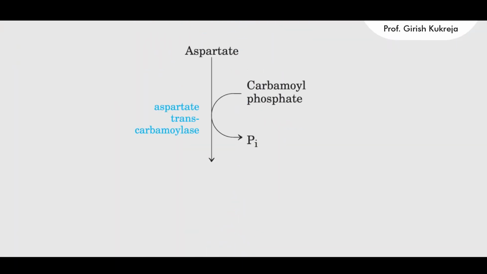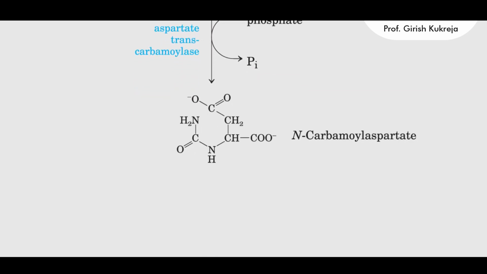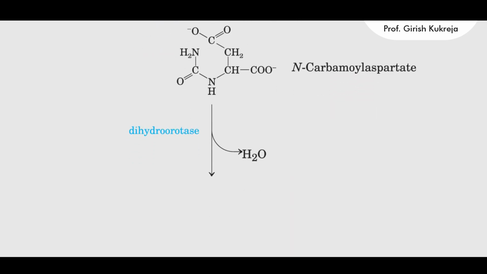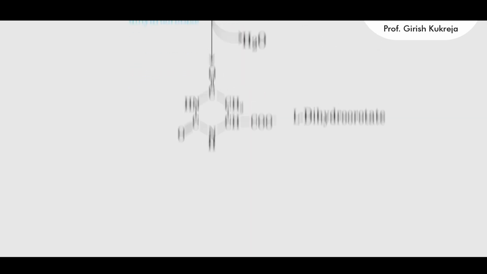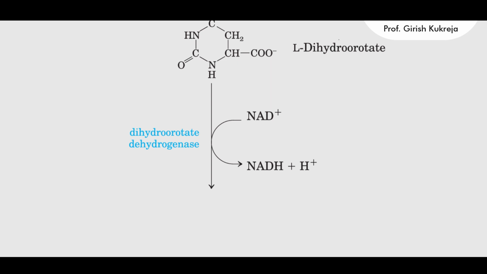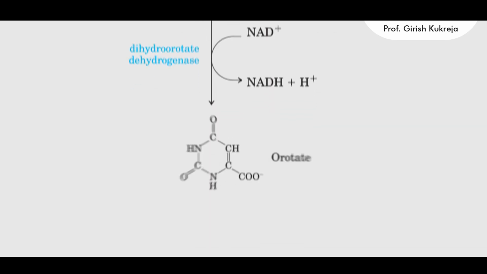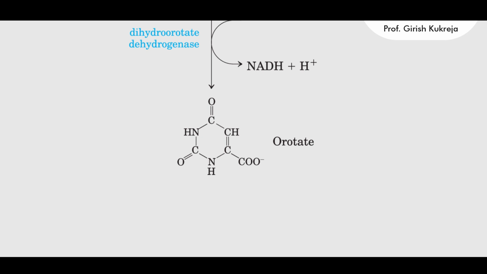In the first committed step for pyrimidine biosynthesis, which is catalyzed by aspartate transcarbamylase, the carbamyl phosphate reacts with aspartate forming N-carbamyl aspartate. The bacterial aspartate transcarbamylase is the most thoroughly studied allosteric enzyme. In the next step of dehydration, the water is removed from N-carbamyl aspartate and the pyrimidine ring is closed by dihydroorotase to form L-dihydroorotate. The dihydroorotate dehydrogenase then catalyzes the oxidation to form orotate with NAD+ as the electron acceptor.